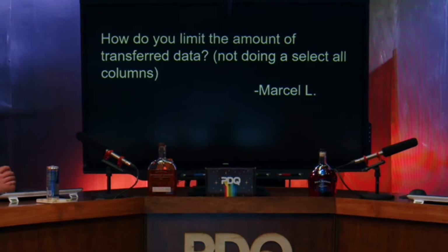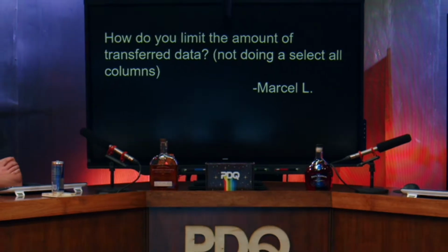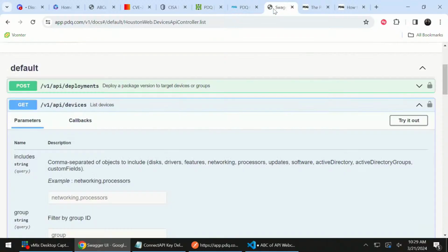Okay, have a couple more. How do you limit the amount of transferred data, not doing a select all columns? Again, Marcel L. Ooh, Marcel, I think Andrew can show us this one. The Swagger docs are probably the best place to show it. So, right here, if you look at the devices endpoint, you can see includes, a comma separated list of objects to include: disks, drivers, everything listed there, Marcel. It's right there for you, man. So you can select only the objects you want, and filter for it.